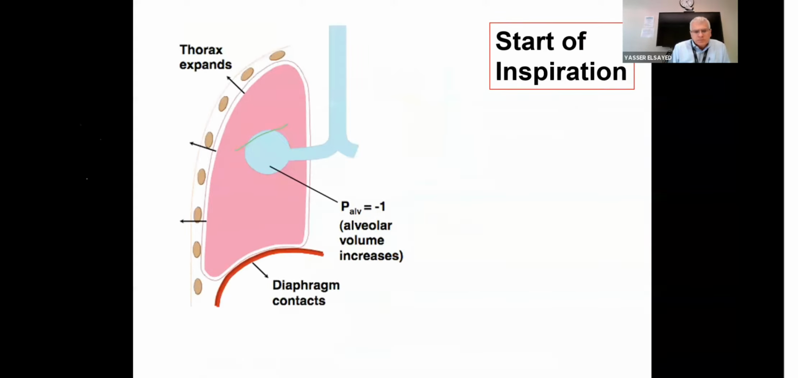Now, when we start inspiration, the way inspiration starts is by contracting the diaphragm. When we contract the diaphragm and the intercostal muscles, we pull the diaphragm down and expand the chest cavity. So we increase the volume of that chest cavity by pulling the diaphragm down and the rib cage out. When the volume increases, as we explained before, what happens to the pressure? The pressure goes down inside of that cavity. Okay, so thoracic volume increases because of the contraction of the respiratory muscles. That will decrease the thoracic pressure. So the alveolar pressure now becomes negative.